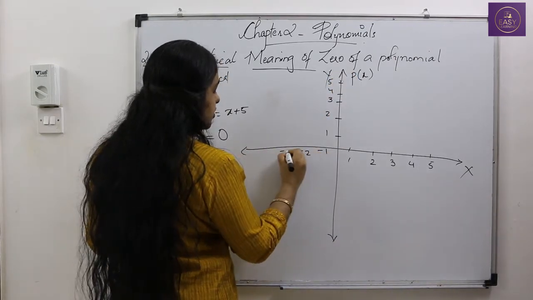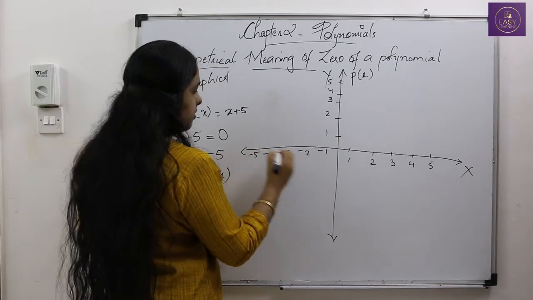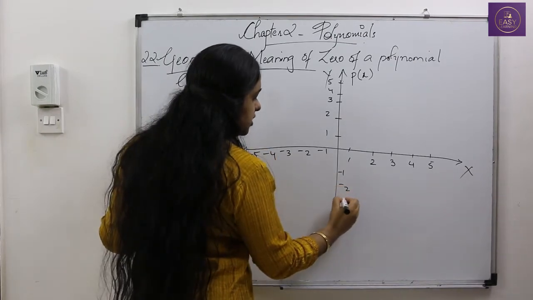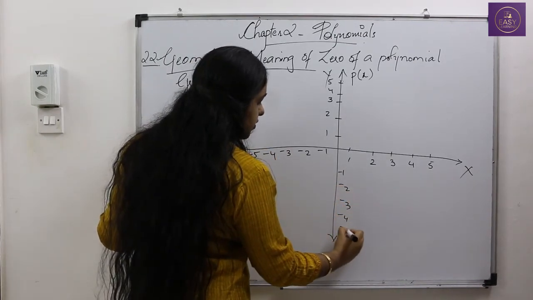Minus 1, minus 2, minus 3, minus 4, minus 5. Here also minus 1, minus 2, minus 3, minus 4, minus 5.